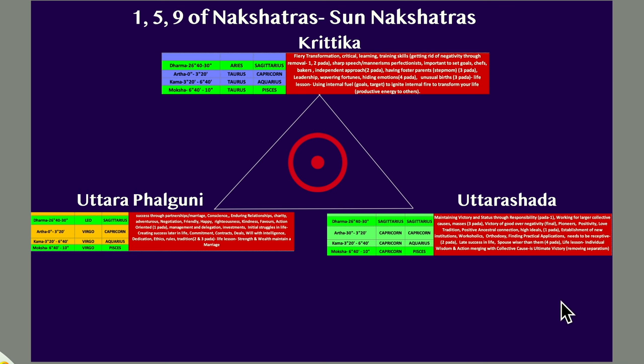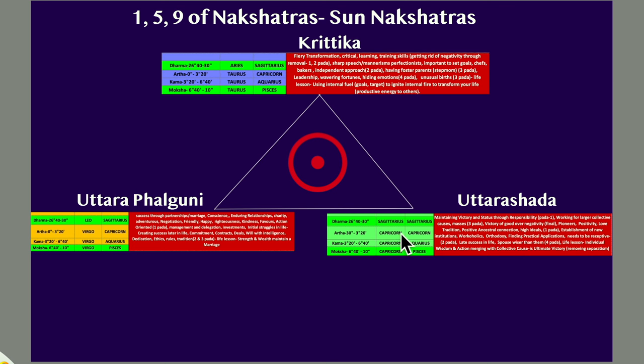Okay? So within Uttarashada, the sun rules for the masses, Capricorn going into Capricorn. Yet the highest exaltation is within Sagittarius. All the significations combined with the significations of sun. Victory of good over negativity. See? Capricorn going into Capricorn. High ideals. Positive ancestral connection. Sun is all about ancestry. Especially if Uttarashada Capricorn appears in the fifth house. Okay?